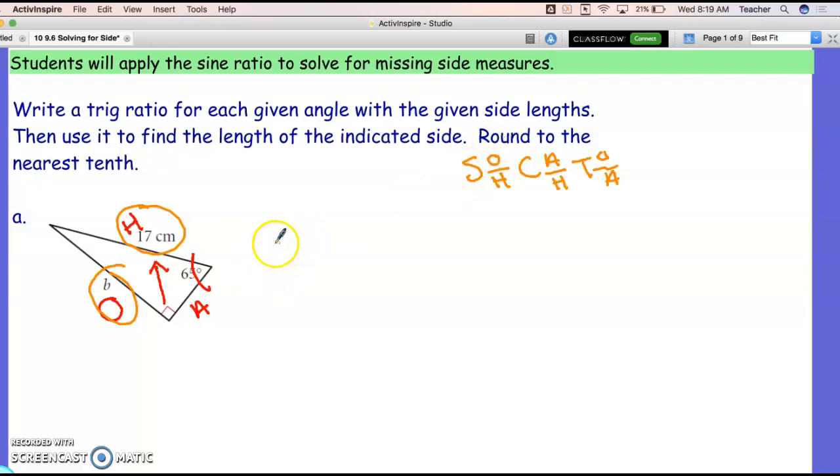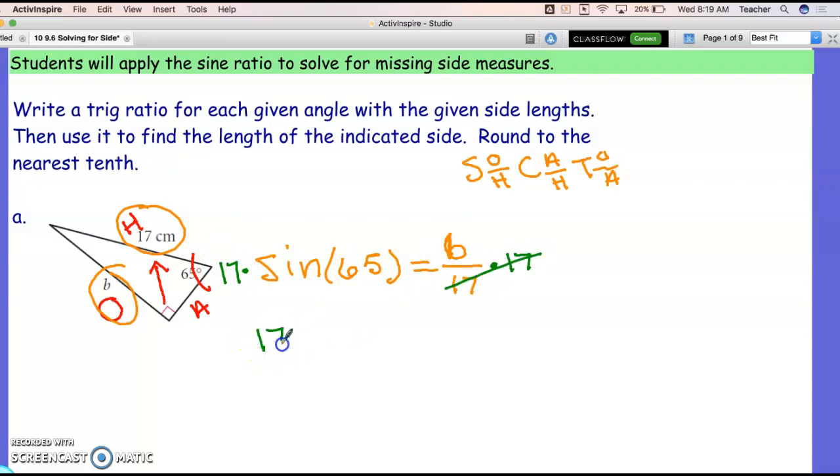So when I set this up, like I said, we're using sine, and then the measure of the angle goes with sine. So the sine of 65 is equal to my opposite side, which they've labeled as B, over the hypotenuse, which is 17 centimeters. So there we go. We set up our trig ratio, and now we just need to solve for that missing side length. So right now, B is being divided by 17. The opposite of division is multiplication. So to undo that division, I'm going to multiply both sides of the equation by 17.